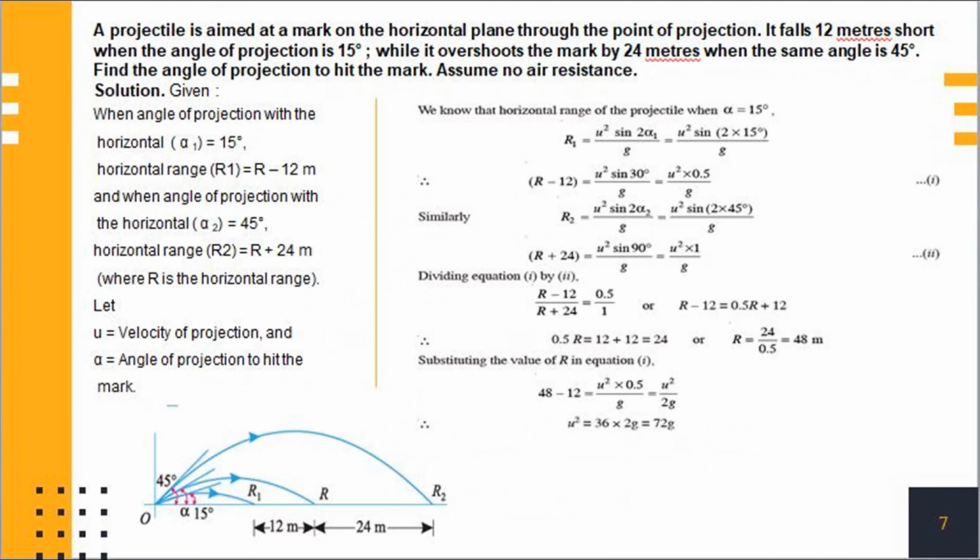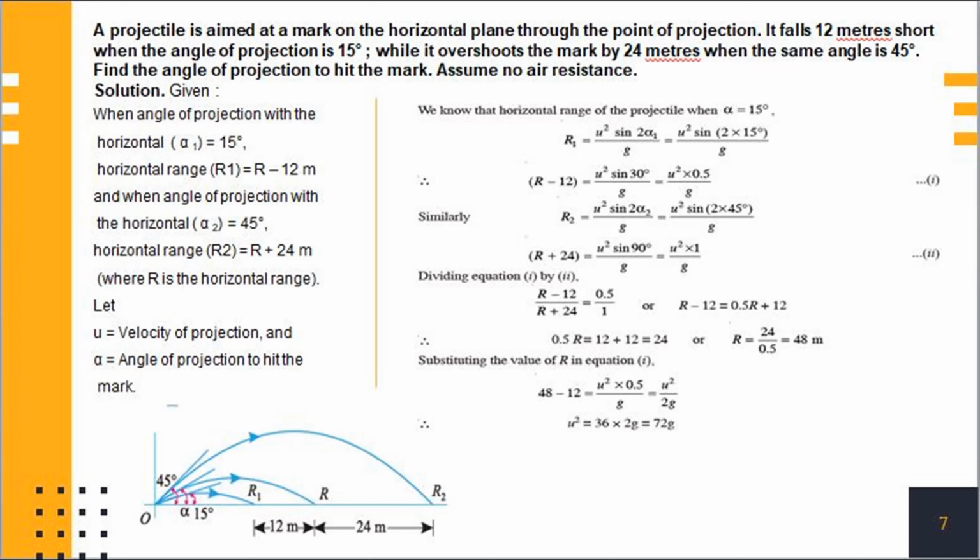Next problem. A projectile is aimed at a mark on the horizontal plane through the point of projection. It falls 12 meters short when the angle of projection is 15 degree, while it overshoots the mark by 24 meters when the same angle is 45 degree. Find the angle of projection to hit the mark.